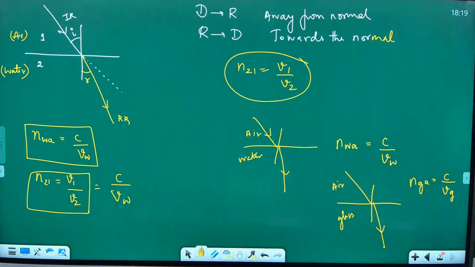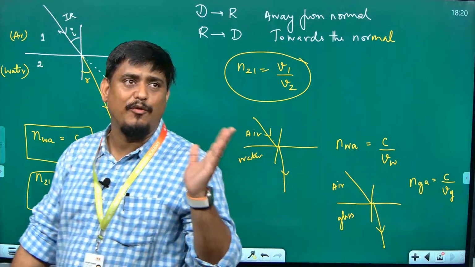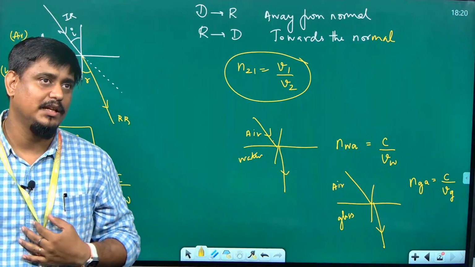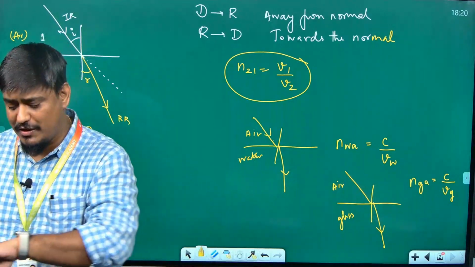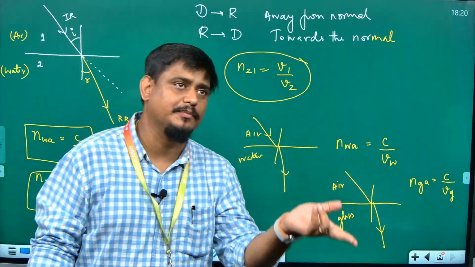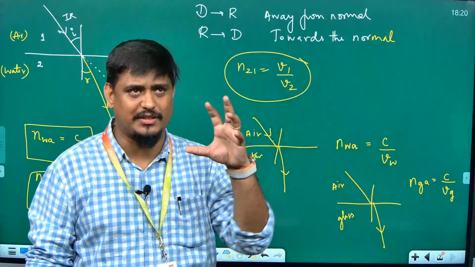Is it clear to you what I have written? G means glass. Understand what exactly is refractive index? Refractive index is the ratio of speed of light in one medium to speed of light in another medium. It is the measure of how much the light will bend when it is passing from one medium to another medium. Maybe if you see the previous class lectures, you will be able to understand it better.